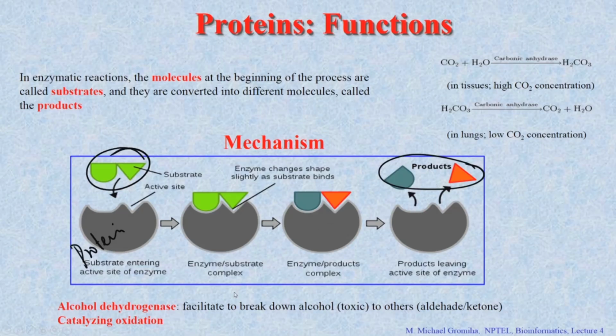There are different types of enzymes. For example, one is alcohol dehydrogenase. This enzyme facilitates the breakdown of alcohol, because alcohol is toxic, into others like aldehydes or ketones. So if you want to consume alcohol, you should have this enzyme, otherwise alcohol is toxic, and that is a problem. With this enzyme, it is cut into aldehydes or ketones. Enzymes also catalyze various processes like oxidation and so on.